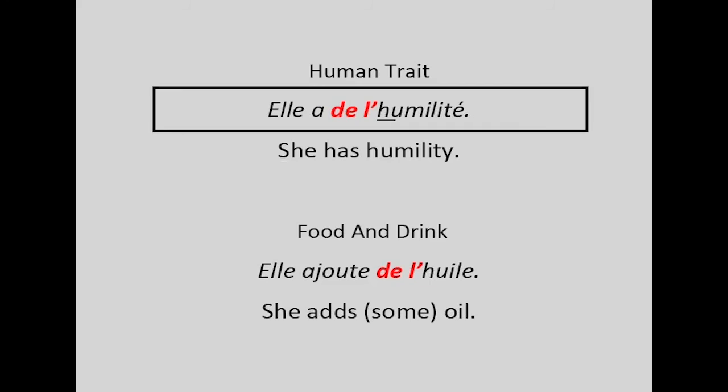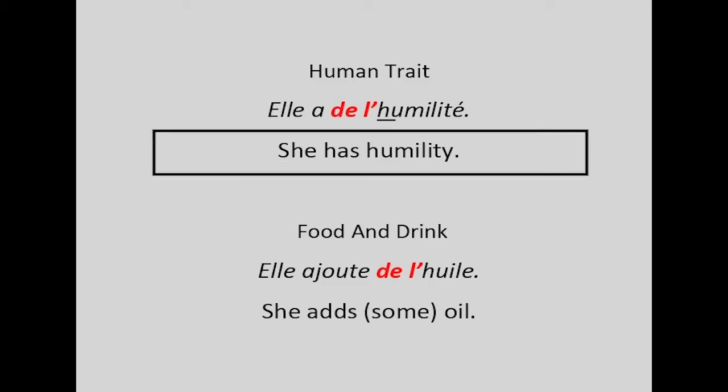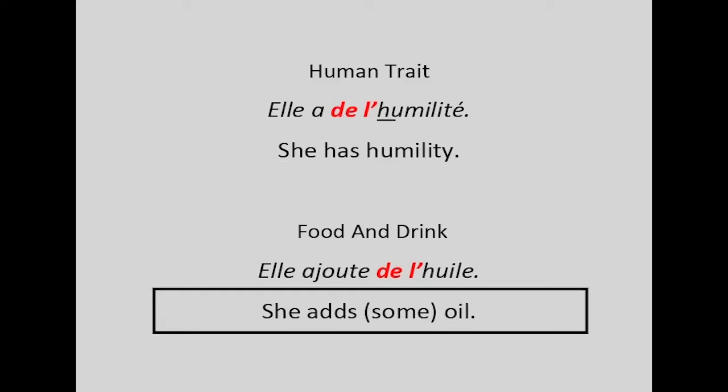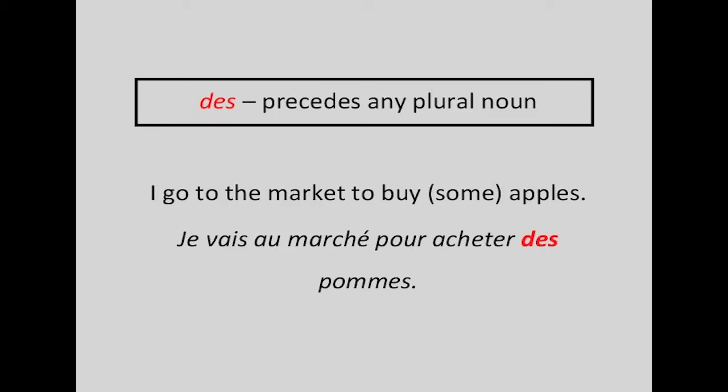In these two contexts, that is, when talking about human qualities and food and drink, the partitive article "de l'" precedes a noun that begins with a vowel or a mute H. "Elle a de l'humilité" translates as "she has humility," and "elle ajoute de l'huile" translates as "she adds oil" or "she adds some oil." And "des" is the partitive article that precedes any plural noun.